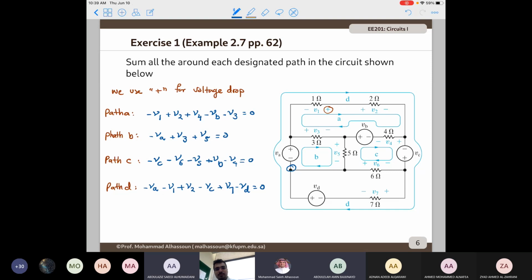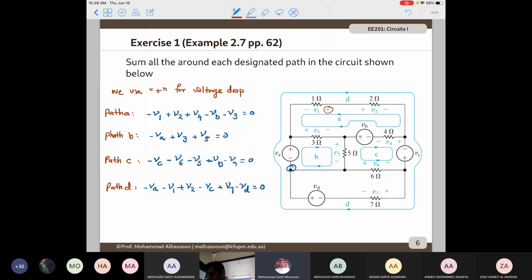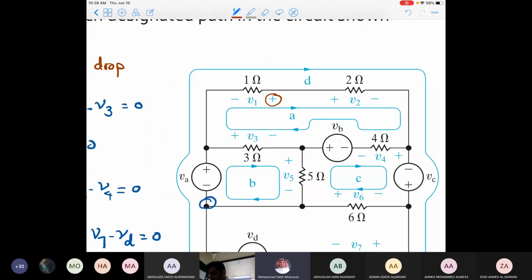I didn't understand this point. Can you explain? So if we are moving from, for example, this one, we are setting the polarity here to be positive and the polarity here to be negative. Right? Yes. Okay.